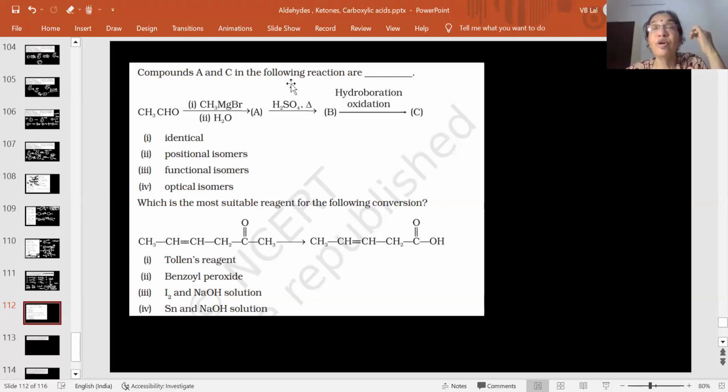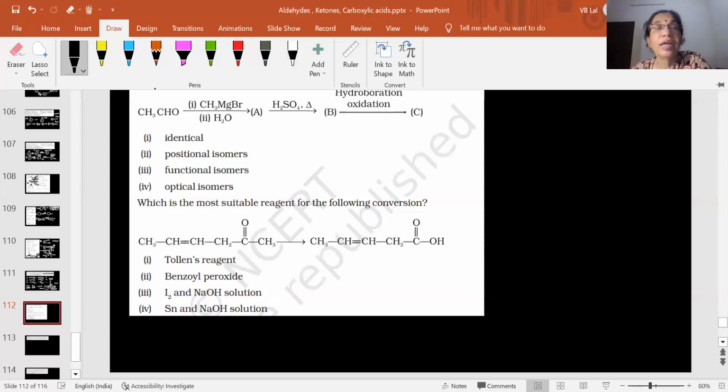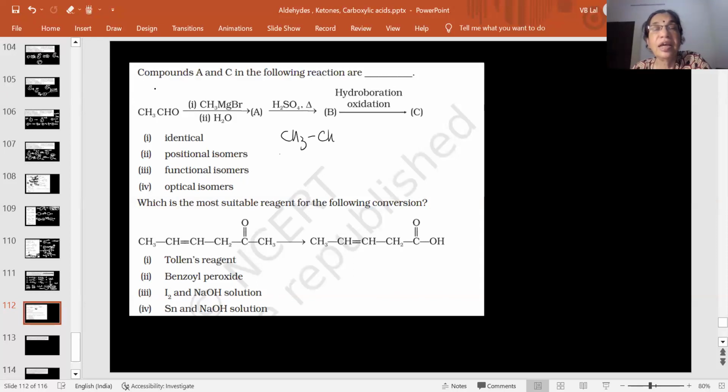Compound A and C are in the following reaction. What are compounds A and C? So first is CH3CHO and MgBr. This is, I suppose, a little easier. So let us see. So what do I get? CH3 CHOH and here CH3, secondary alcohol. With concentrated H2SO4, what will I get? I will be able to remove water. So it will become propene, CH3CH double bond CH2. And with hydroboration oxidation, anti-Markovnikov addition, CH3CH2CH2OH.